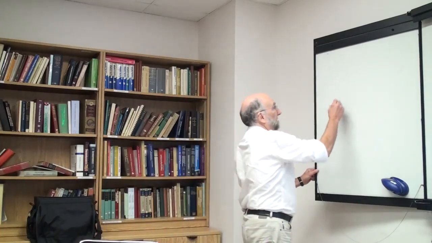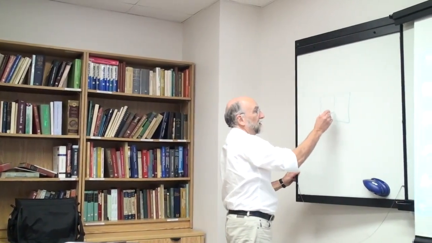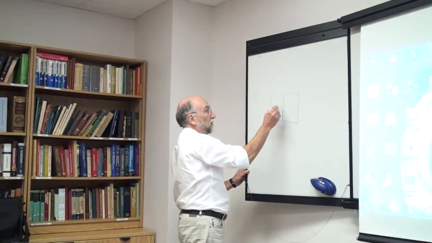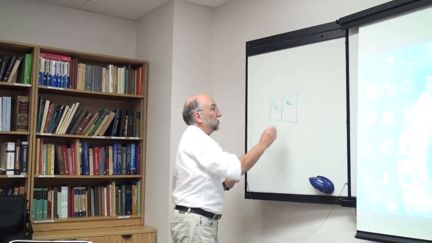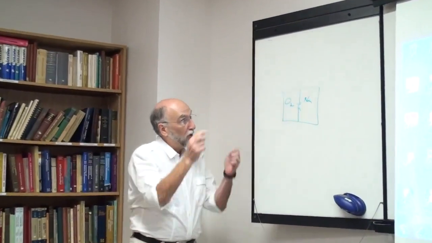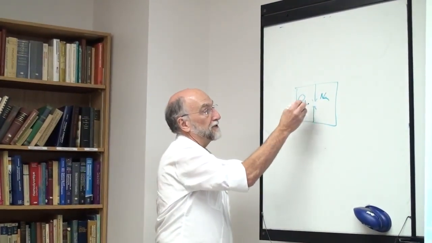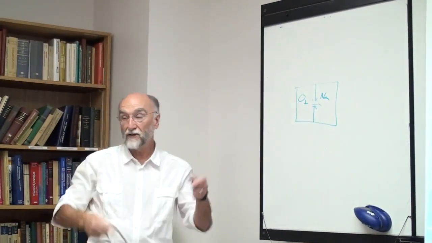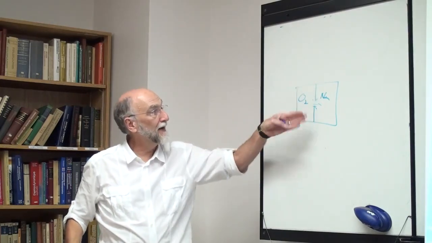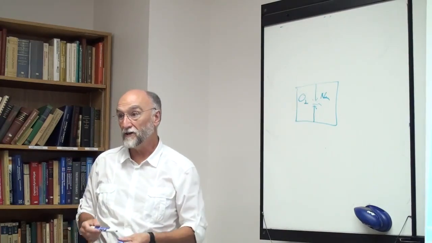Or if we had, say, a container here with a hole between, and here we have oxygen, and here we have nitrogen, and we have a valve. We open the valve. What's going to happen is the oxygen and nitrogen are going to mix, and you're going to end up eventually with half a mole of oxygen, half a mole of nitrogen on either side.